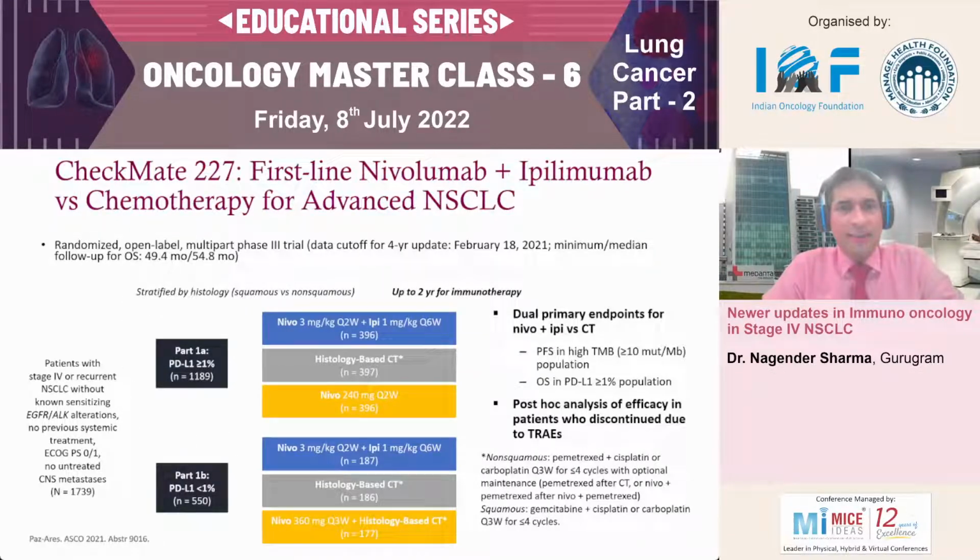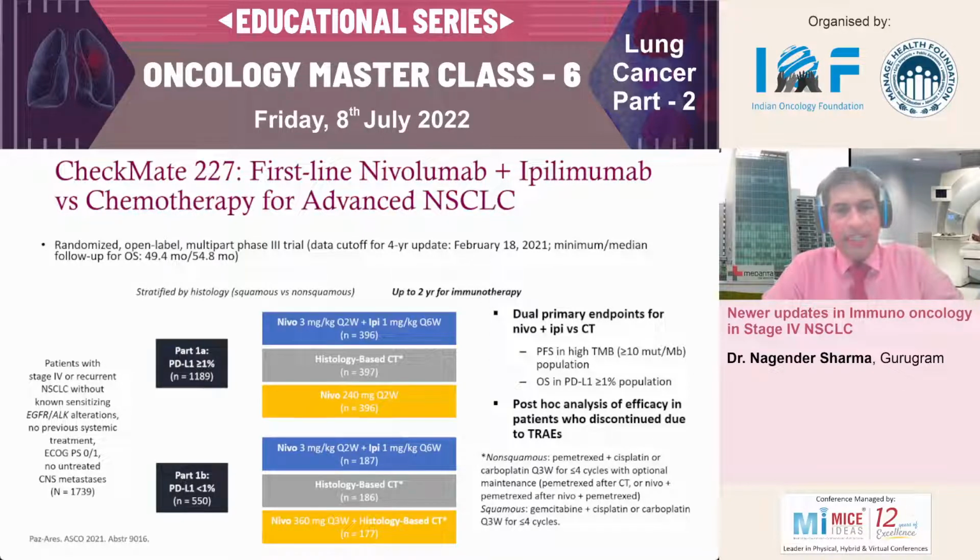Checkmate 227. This is a first-line combination IO trial in which the CTLA-4 inhibitor ipilimumab was combined with the PD-1 antagonist nivolumab, which was compared with chemotherapy for advanced NSCLC. And this trial was very, very important because up to 2 years of therapy was given, and it was in Part A and Part B. The patients with stage 4 or recurrent NSCLC without EGFR or ALK alterations, no previous systemic treatment, with good performance status, and treated CNS mets were taken into consideration, and more than 1,700 patients were enrolled.